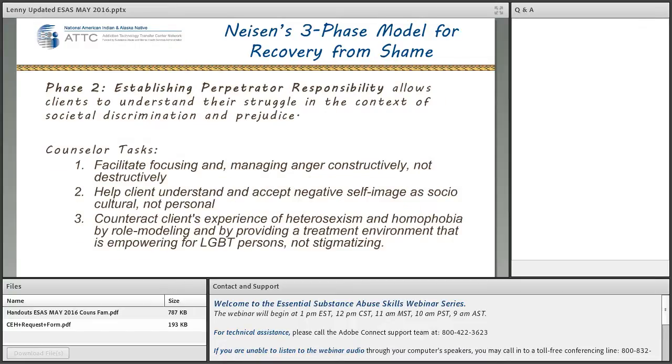Phase 2 in the Nissan's 3-phase model is establishing perpetrator responsibility, which allows clients to understand their struggle in the context of societal discrimination and prejudice. So the counselor's task is to facilitate focusing and managing anger constructively and not destructively. Help clients understand and accept negative self-image as socio-cultural and not personal. Counteract clients' experience of heterosexism and homophobia by role modeling and by providing a treatment environment that is empowering for LGBT persons, not stigmatization.